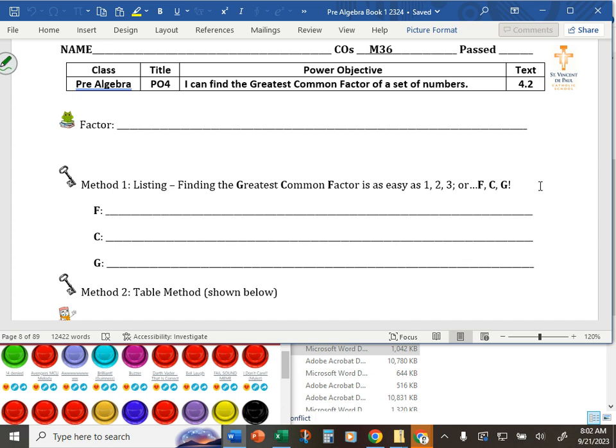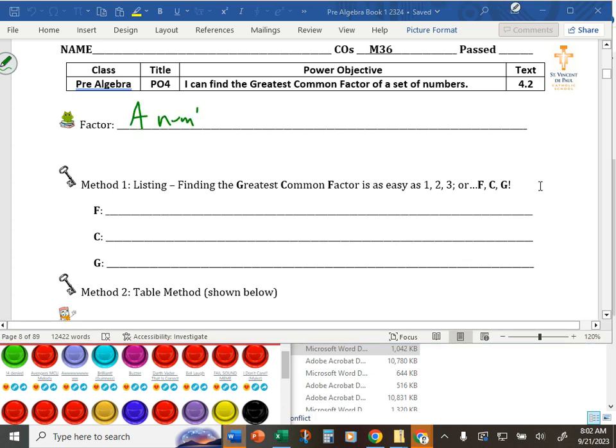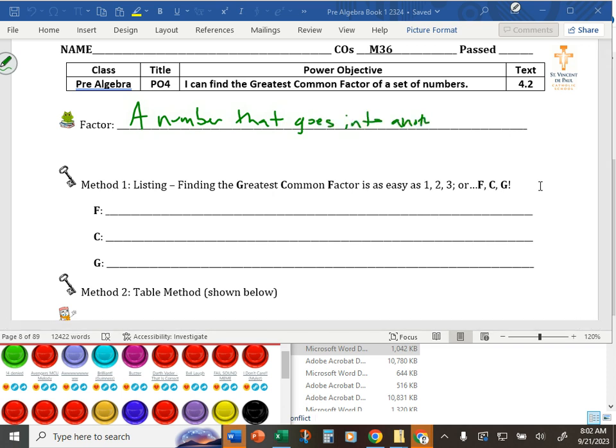So let's start by defining what is a factor. Factors of a number: it's something that goes into the number. A number that goes into another number evenly. Okay? A number that goes into another number evenly.